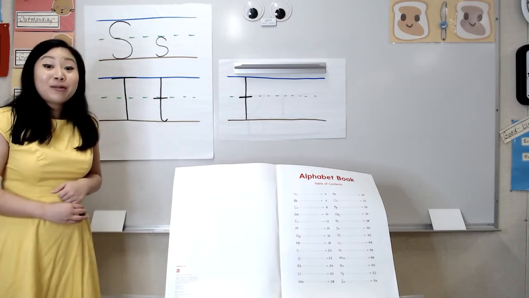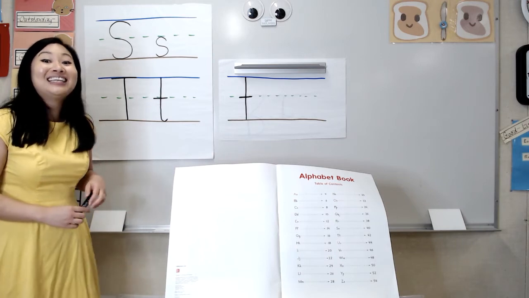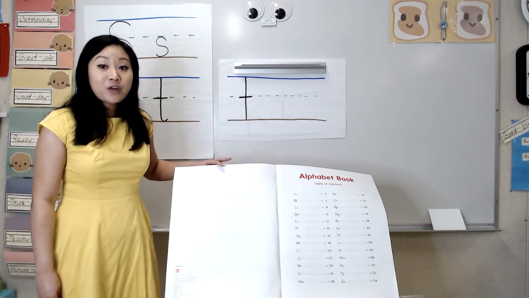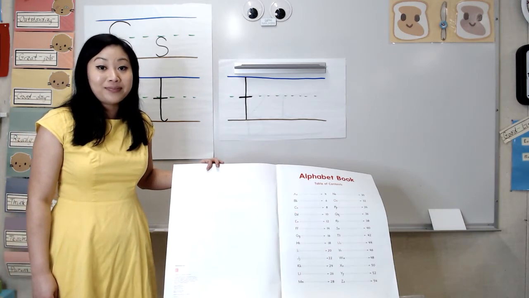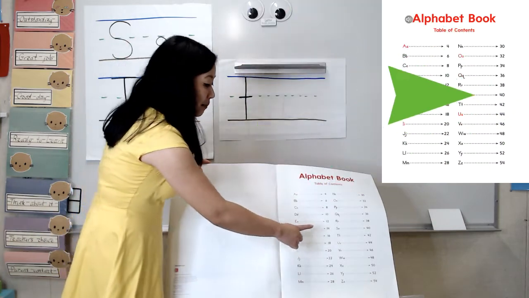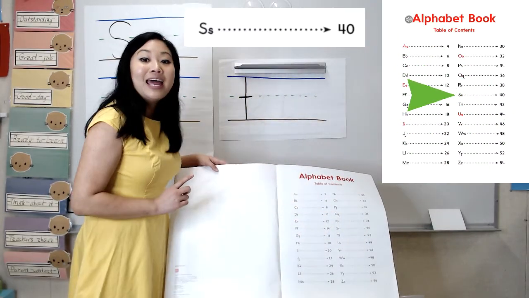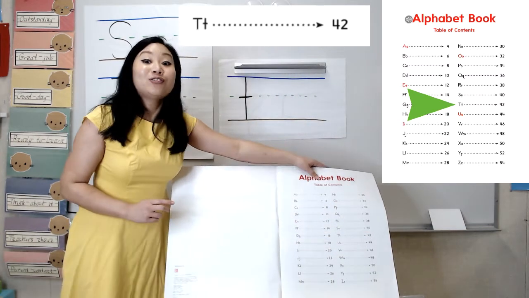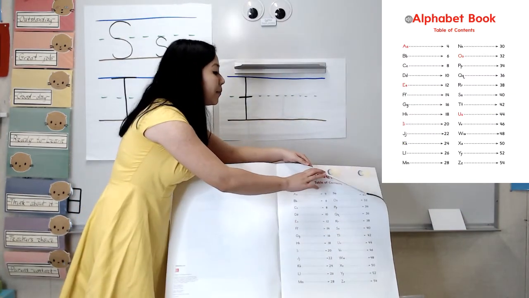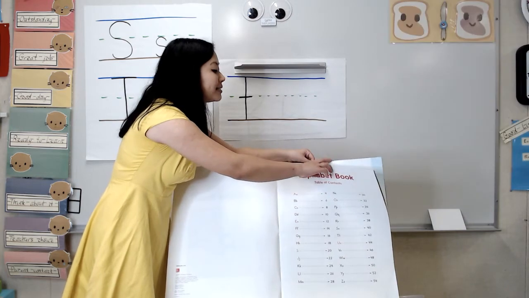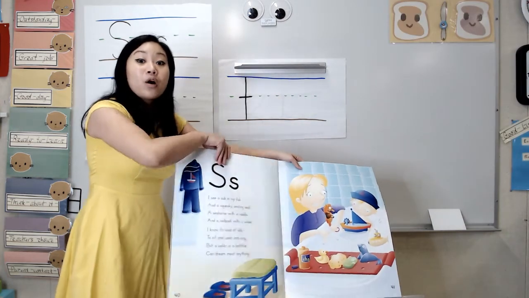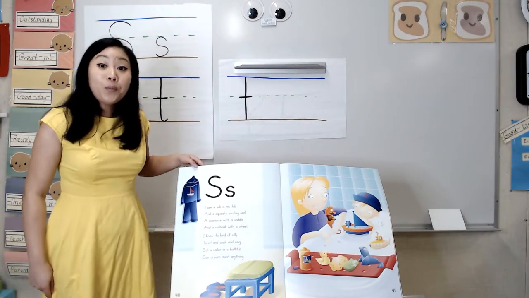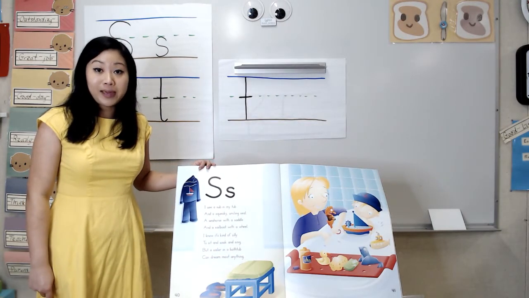Now that we know a little bit about the letters S and T, let's read some poems about them. Remember, we can check the table of contents to see where we can find them. I see the letter S is going to be on page 40, and the letter T is going to be on page 42. So I'm going to go ahead and turn to the poem for our letter S. And remember, before we start, it's always good to make some observations. What do you notice about the illustrations on this page?